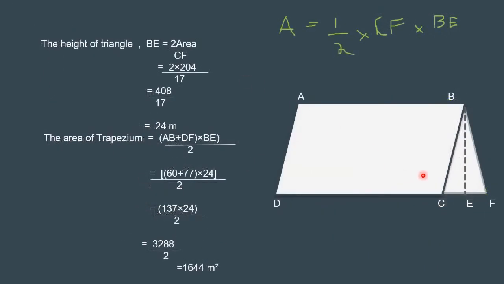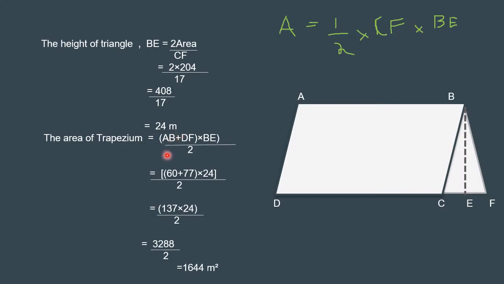Now you know that the area of a triangle is half into base into height, which is half into CF into BE. BE is the height, so we need to find the height BE. BE is equal to 2 into area by CF. 2 into area, which is 204, by CF, which is 17. So 408 by 17, which is 24 meters.